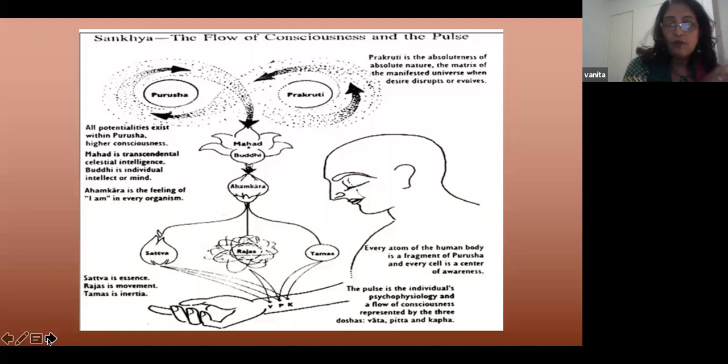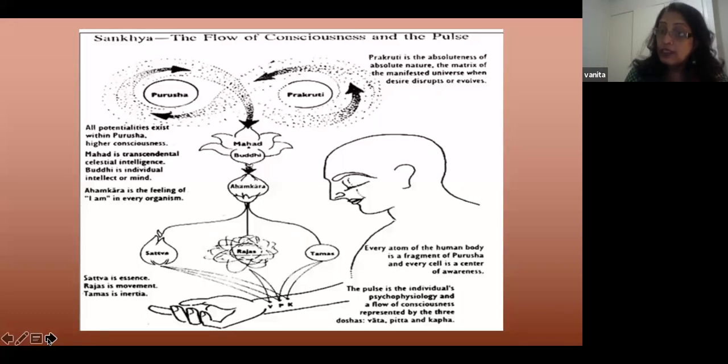So then we talk about, we know, sattva. Sattva is pure essence, rajas is the movement, and tamas is the inertia. Inertia, we all understand from physics, is the tendency of the body to continue in the state of rest or in motion. So every atom of the human being is a fragment of each cell, and every cell is of awareness.